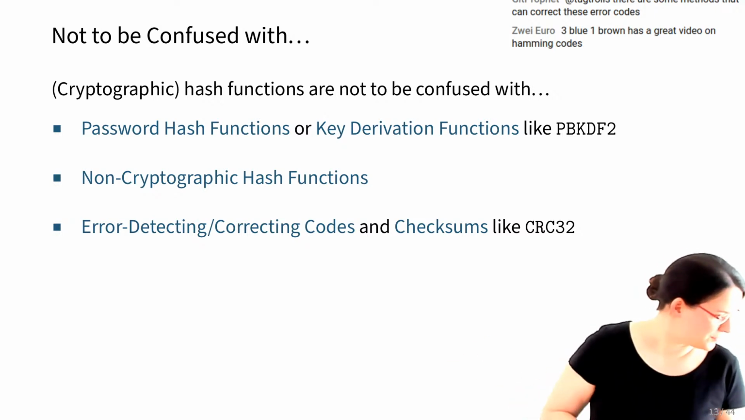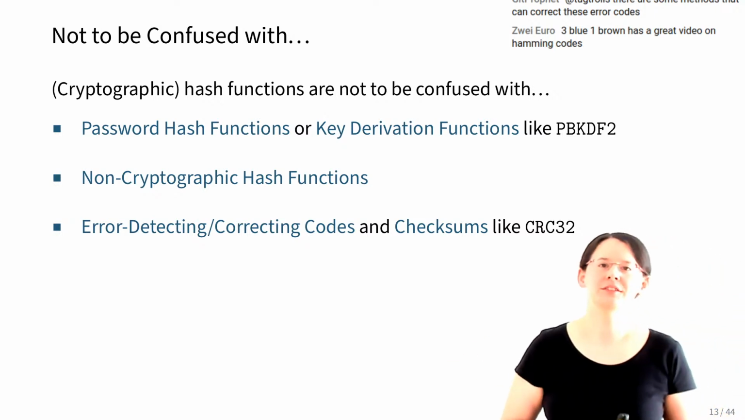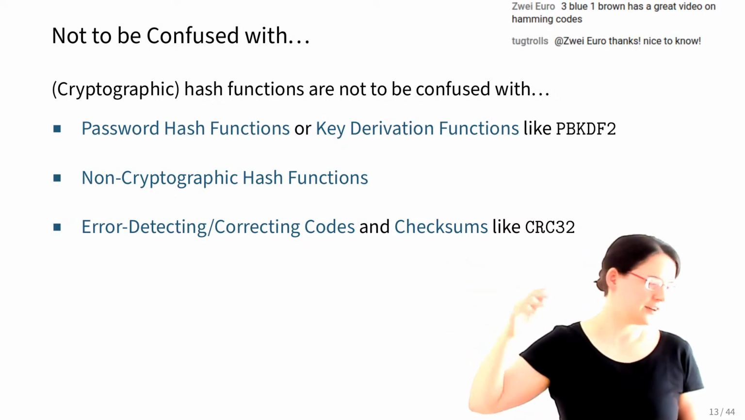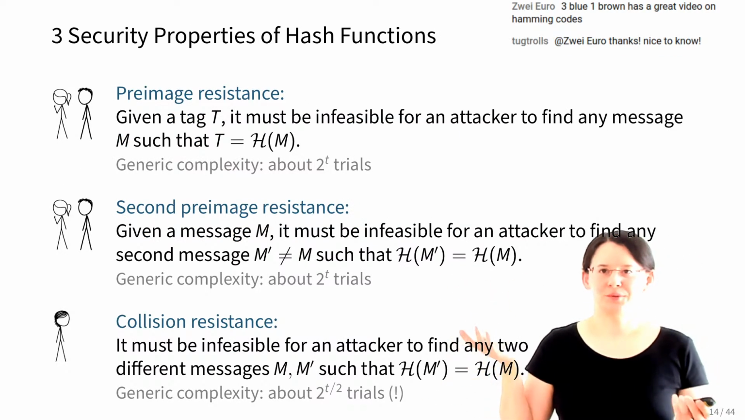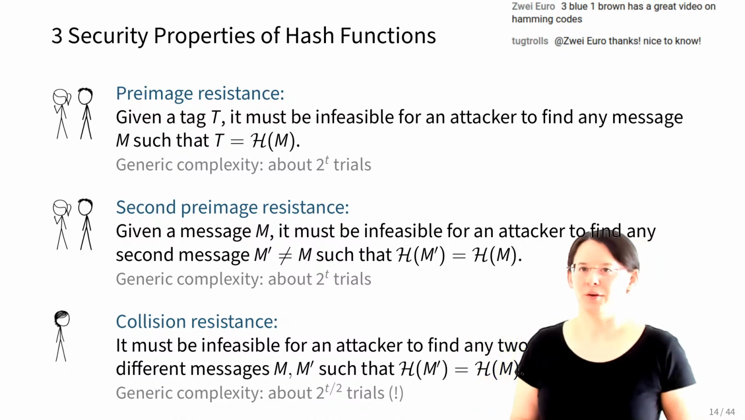Okay, there's a video recommendation on Hamming codes. Hamming codes are reasonably easy to understand. If you're interested in this kind of stuff, give it a go. But let's get back to crypto, where things have actual security properties.